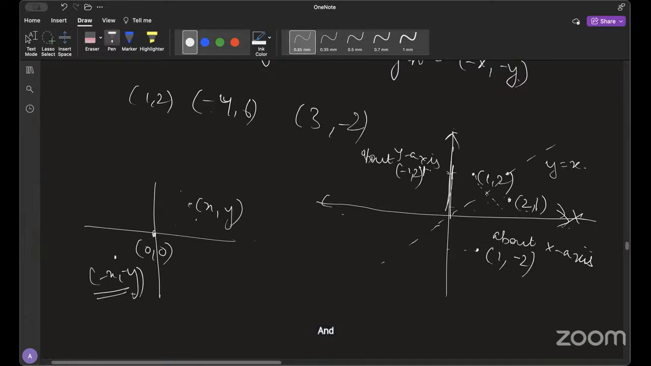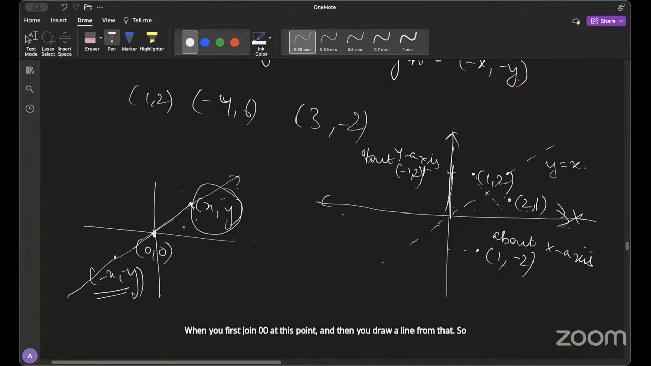What we do here is we first find this line, and then we extend it, because obviously it's a line, so it extends on the other side too. If you have to find the reflection of this point about 0 0, you first join 0 0 and this point, and then you draw a line from that. So this is the line. Let's say this distance is 1. Then you want the same distance here on this line, on the other side. The point that cuts the same distance from 0 0 on this line is going to be the reflection of this point about 0 0. Is that okay?